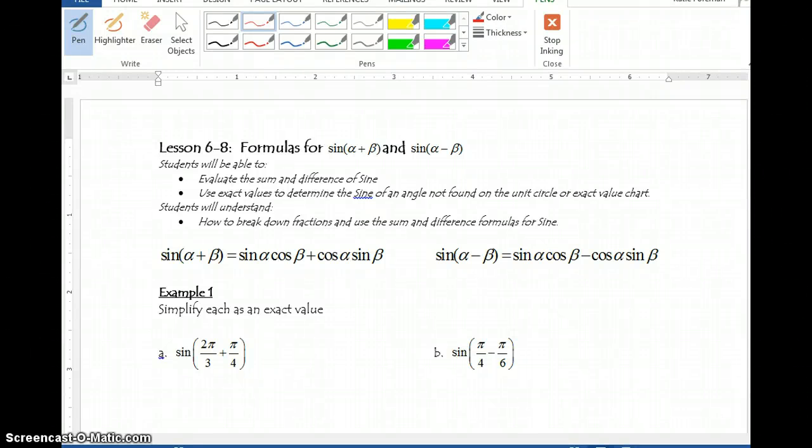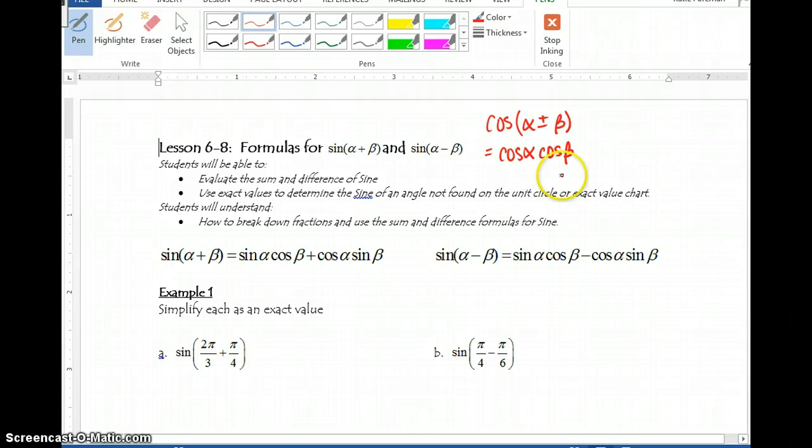Alright, lesson 6.8 is formulas for sine of alpha plus beta and sine of alpha minus beta. So right now, we've looked at the expansion, the identity for cosine of alpha plus or minus beta. That was cosine of the first angle measure times cosine of the second angle measure. Then we had to change the operation. So a plus inside the parentheses would change to a minus in the expansion. A minus inside the parentheses would change to a plus in the expansion. And then sine of the first angle measure times sine of the second angle measure.